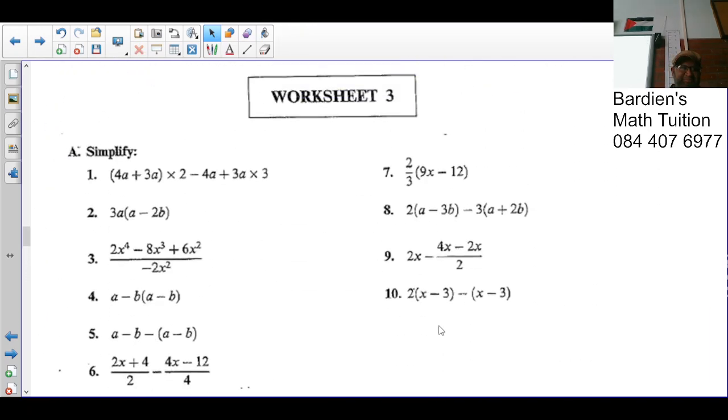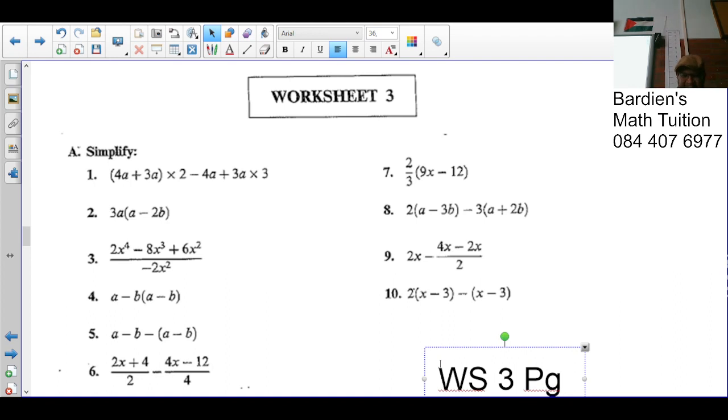Listen. Worksheet 3. And it's on page 86 or 85. Okay, let's go.